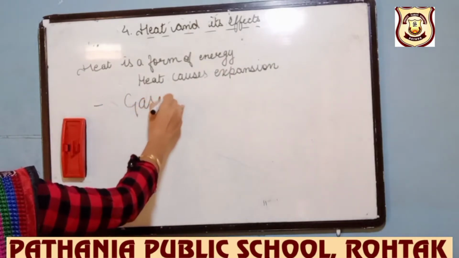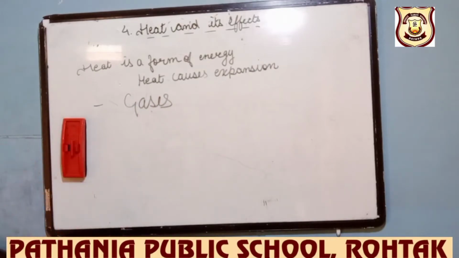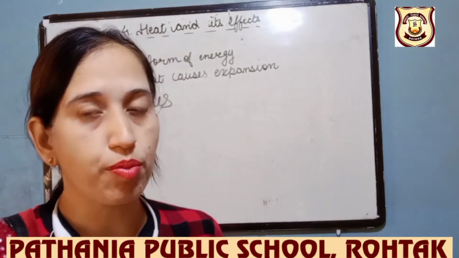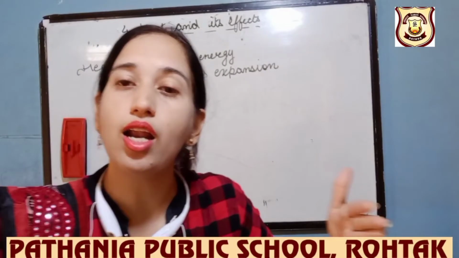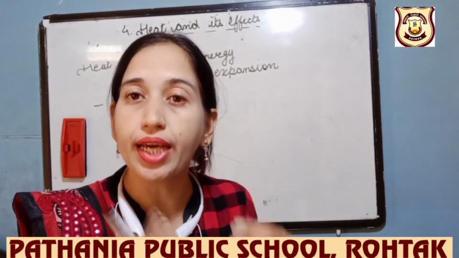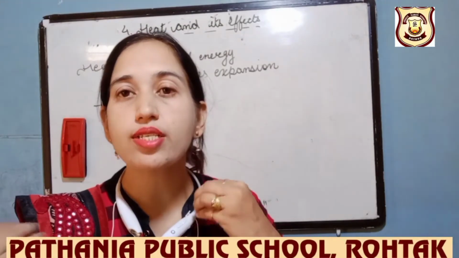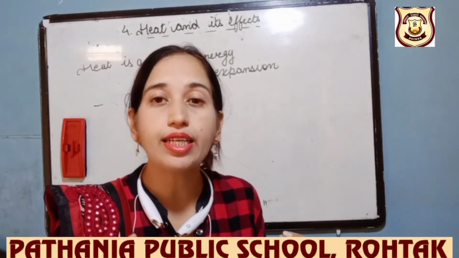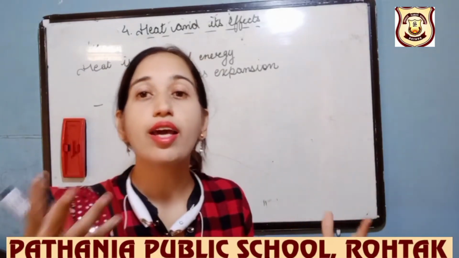gases. So what happens in gases, beta? The molecules in a gas are very far away from each other. Very far away from each other means the intermolecular space between the molecules of gases is large. And if we allow them to heat up, then they start moving randomly here and there. When they start moving randomly, collisions will occur. And definitely they will expand to more volume. Right? They will run here and there.